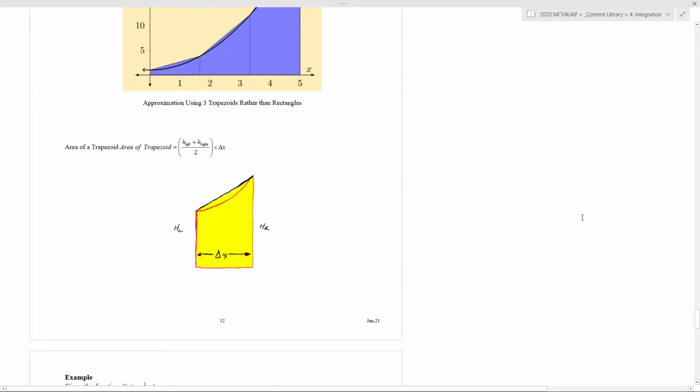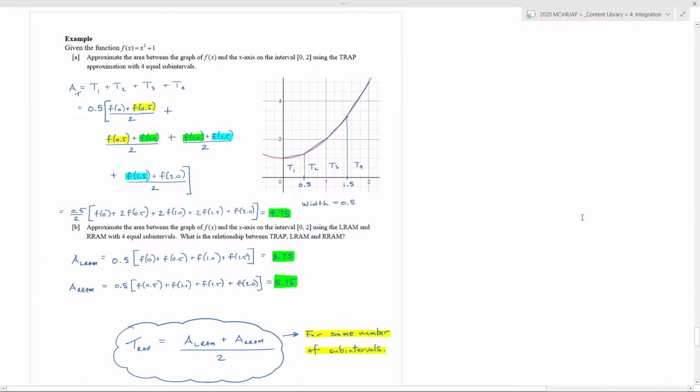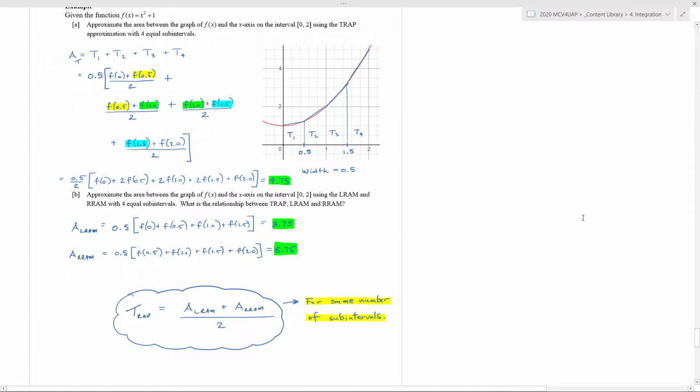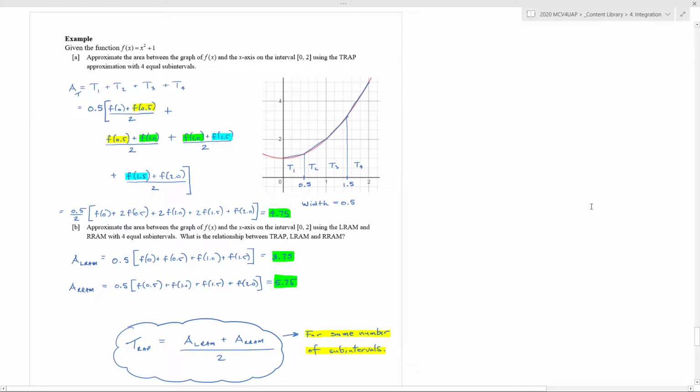So we're going to use that formula to sum trapezoids now rather than rectangles. Okay, so first example here, we're given the function x squared plus 1. Approximate the area between f of x and the x-axis from 0 to 2 using the trapezoidal approximation with 4 equal subintervals. So you're splitting the interval from 0 to 2 into 4 equal widths. So that's just 2 minus 0 divided by 4. So our width of the trapezoid is 0.5.